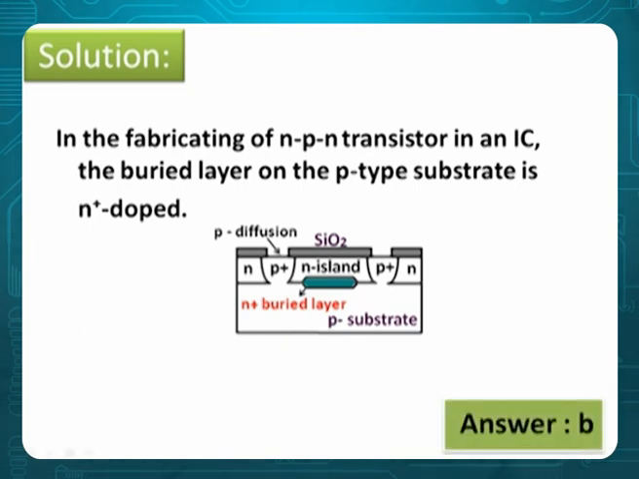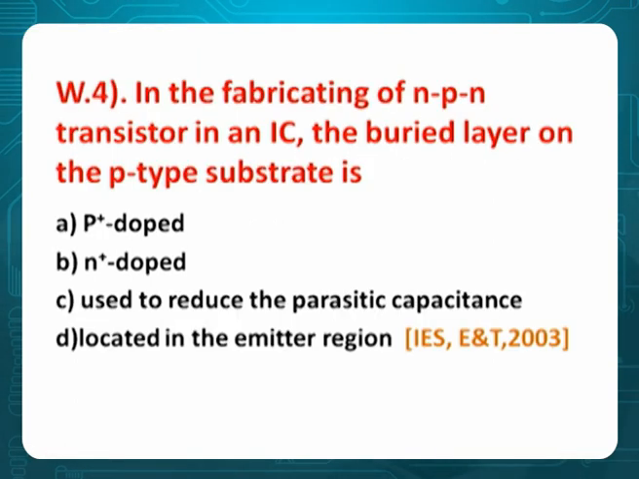In the fabrication of an NPN transistor in an IC, the buried layer on a P-type substrate is N, because this is the substrate. We use N. If the substrate is P, we have to use N. That is why the option is B. B means N plus doped.